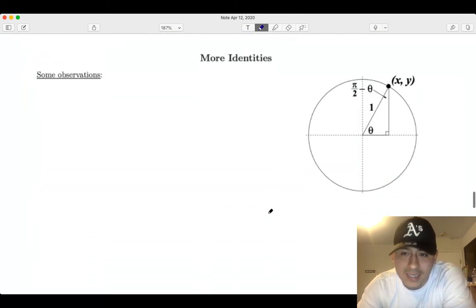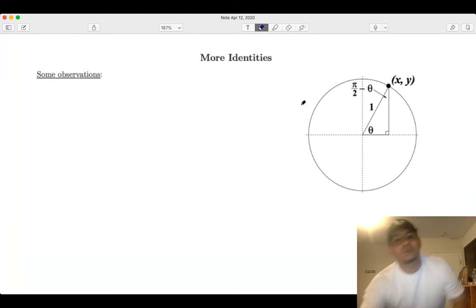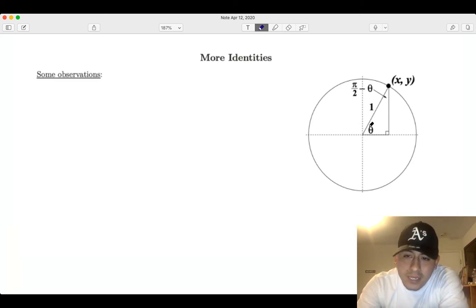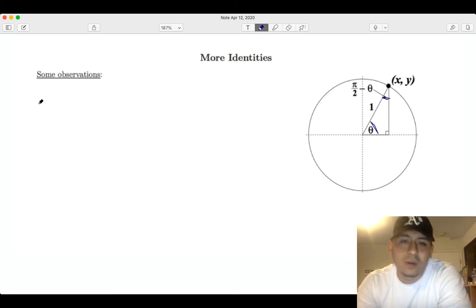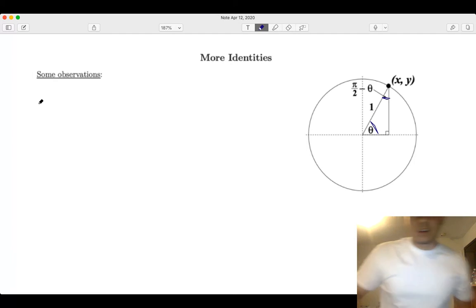And so, more identities. So far we've been relating the sine and the cosine to this angle at the bottom of our triangle, this angle theta. But there's nothing that says we can't use the angle on top to define sine and cosine. That's exactly what we're going to be doing. We're going to see what happens when we use the angle on top as opposed to the bottom angle of this triangle to get our trigonometric ratios.